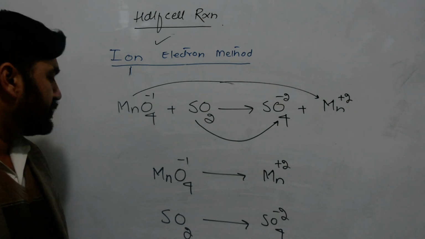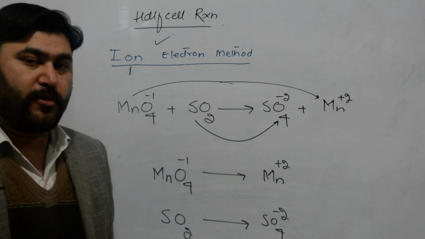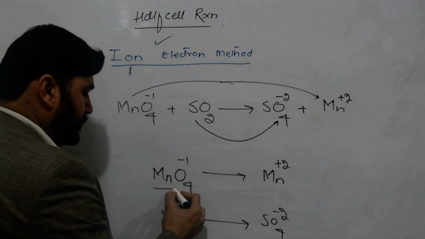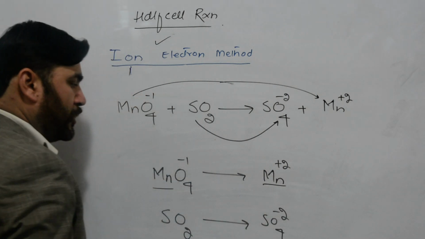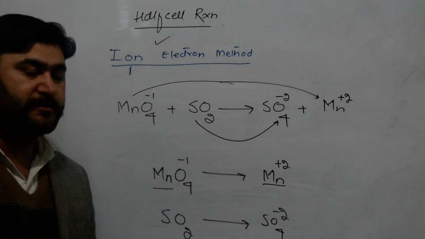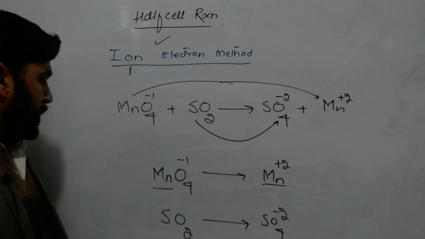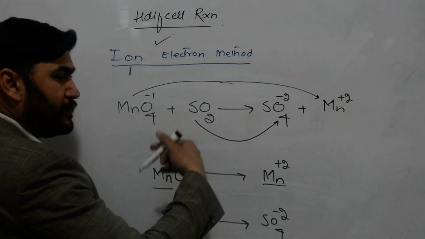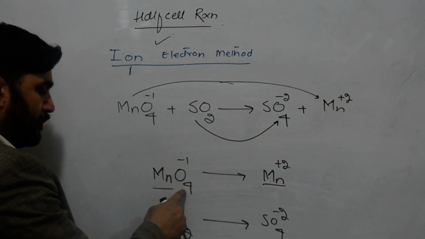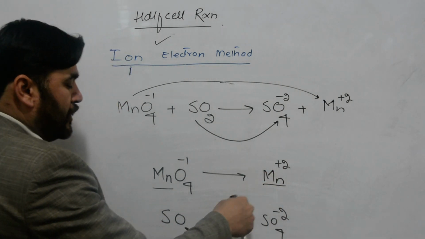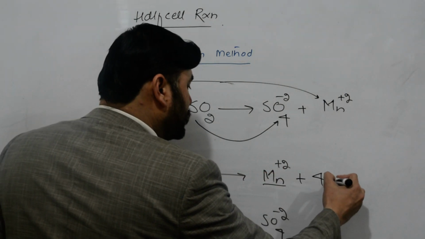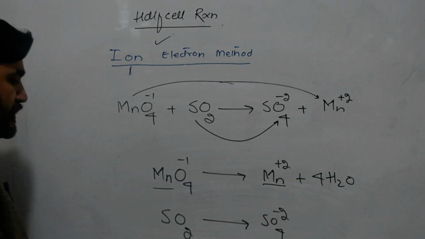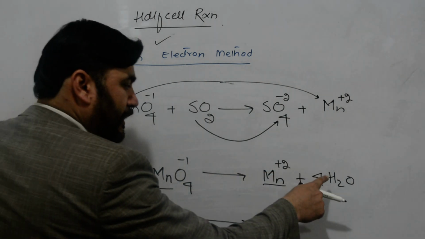Now students, there are some important rules. The second important rule is balance atoms. Now see, manganese is 1 here, and here also manganese is 1. So you need not balance the number of manganese atoms on either side. But for balancing oxygen, you have to add water on the opposite side. Suppose oxygen is 4 and here no oxygen is present, so we can add 4 water molecules on the right side of the equation to balance oxygen. Now see, here oxygen is 4, here oxygen is also 4.